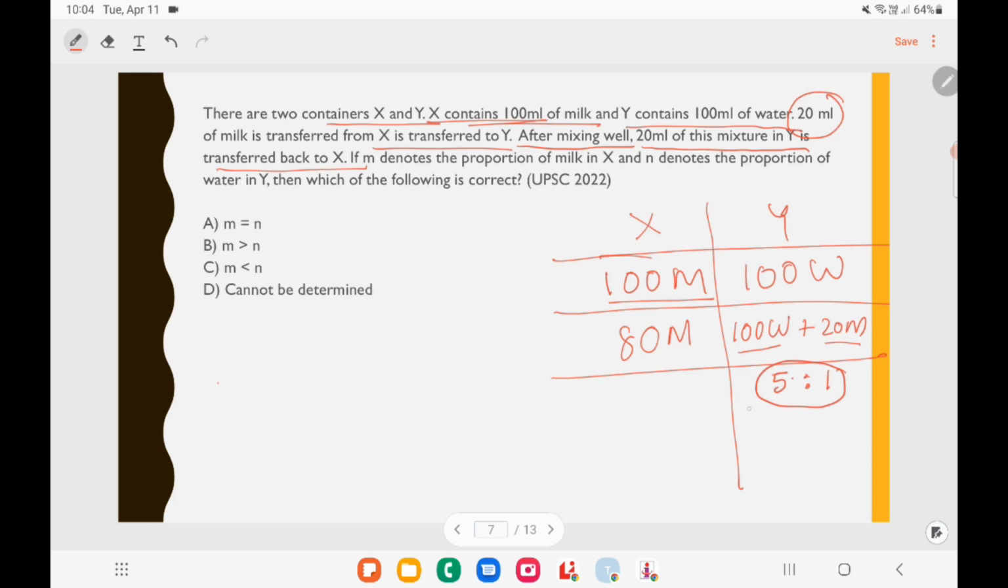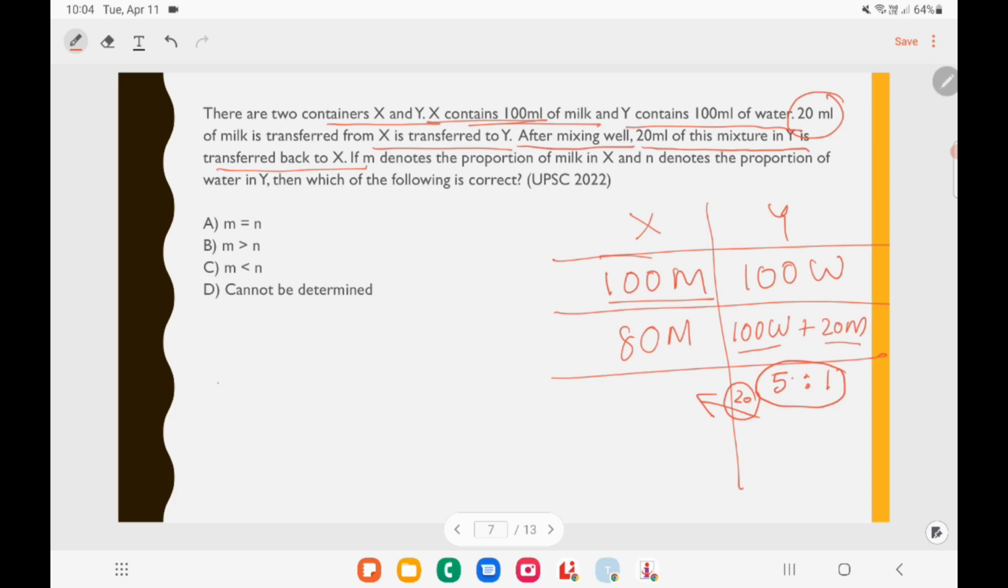Now what we are doing is transferring 20 ml of the mixture in Y to X. So what you need to do is find out in this 20 ml how much water is there and how much milk is there. Okay, so let's see how we can do that.